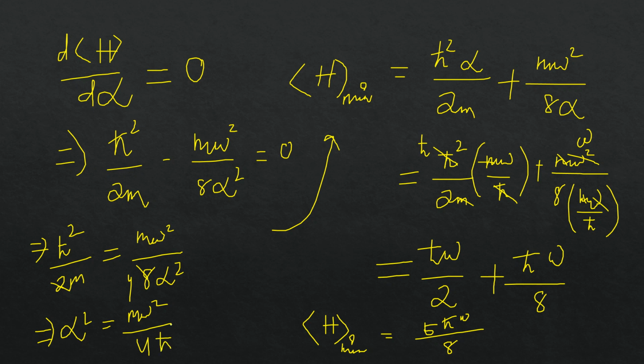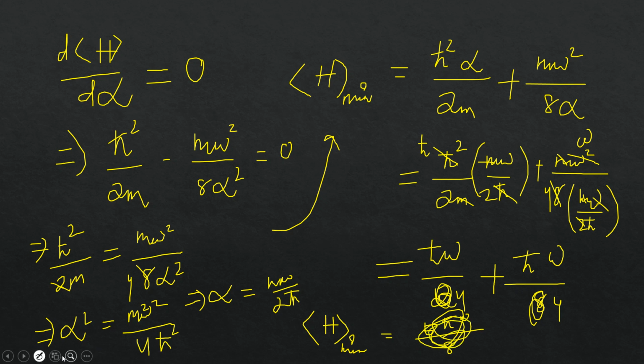So alpha is equal to what? This is also m square, so alpha is equal to m omega by 2 h cut. So we just have to put 2 h cut here. There is a 2 here, there is a 2 here, so this is 4, and this one also makes 4. So this whole thing becomes h cut omega by 2.